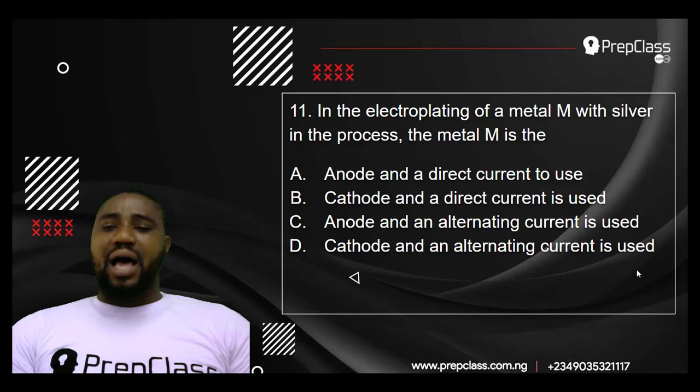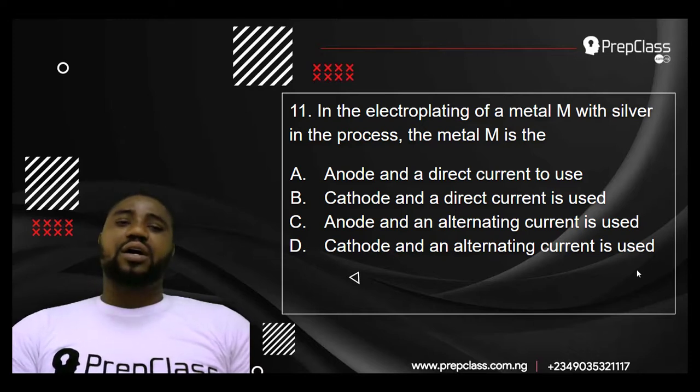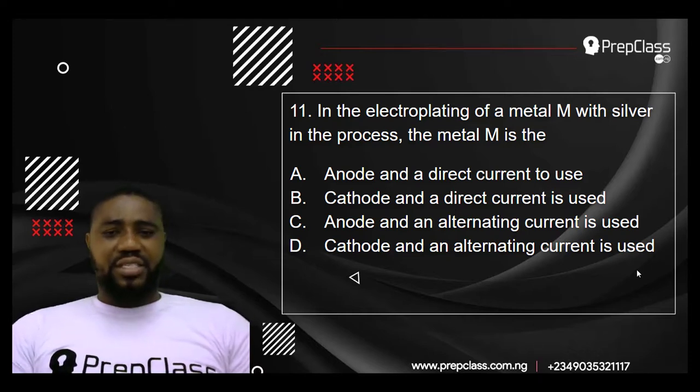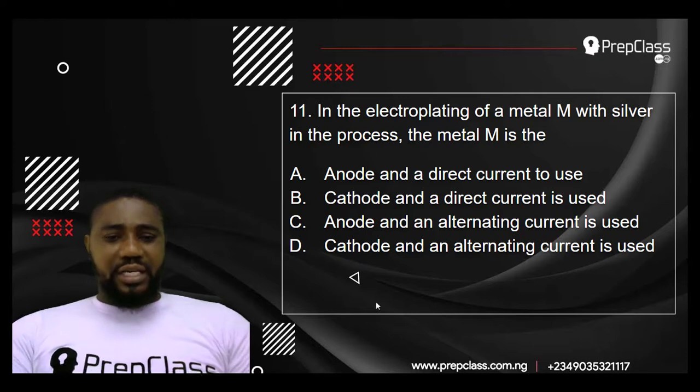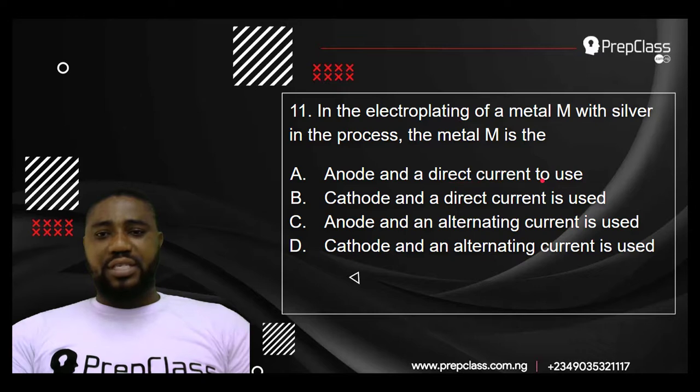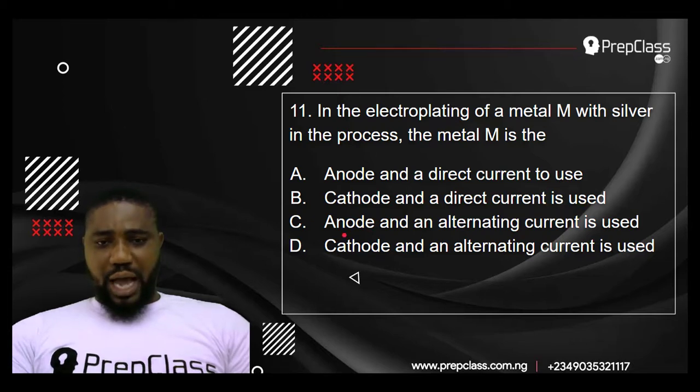In the electroplating of a metal M with silver, in the process, the metal M is the anode and the direct current is used. There is a typo here. I think it should be: will the metal M be the anode and the direct current is used? A. Anode and a direct current is used. B. Cathode and a direct current is used. C. Anode and an alternating current is used. D. Cathode and an alternating current is used.